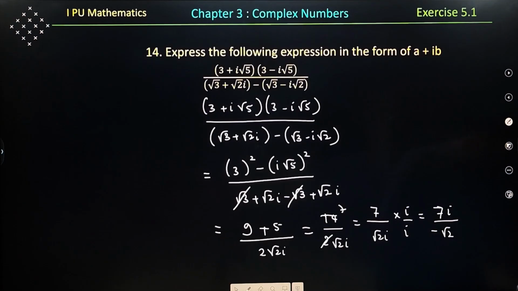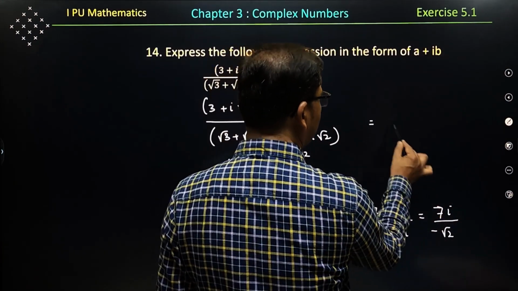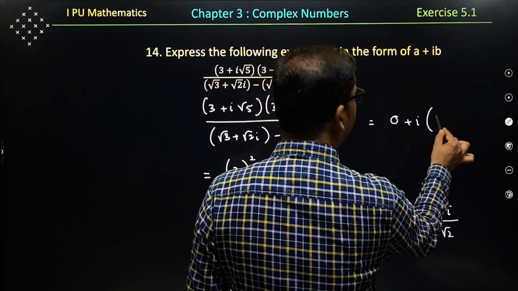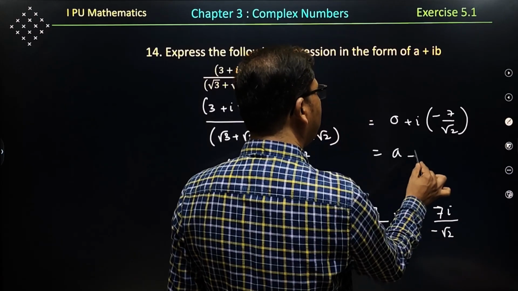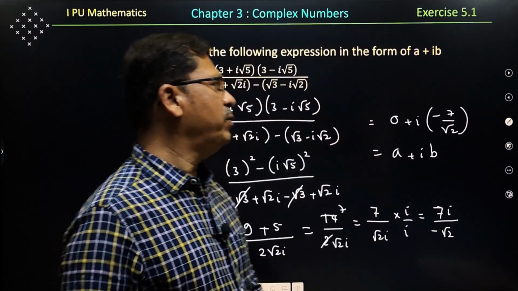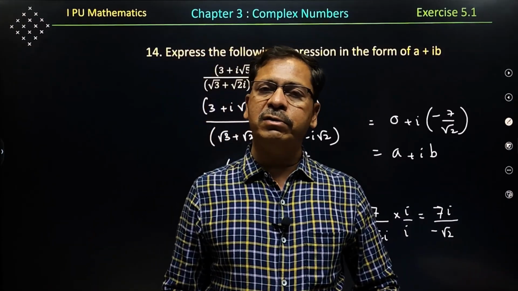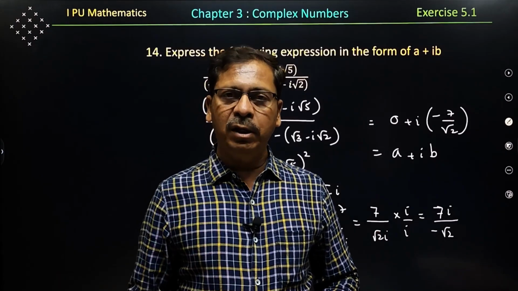Yes, it is correct. 0 minus of I into bracket 7 by root 2. See, it can be written as 0 plus of I into bracket minus 7 divided by root 2. Now we have succeeded to express it in the form a plus ib, where a is 0, b is minus 7 divided by root 2. With this the exercise will be completed, and let us continue the remaining part in the next class.